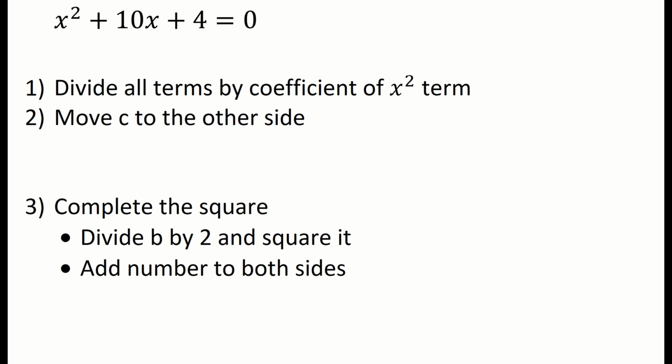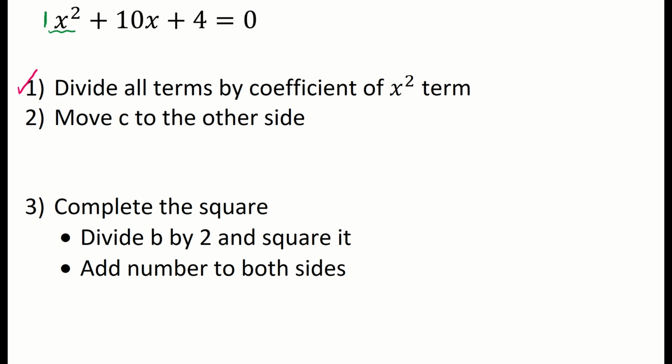And our first step is to divide all terms by the coefficient of the x squared term. If we look at our question, we can see that we don't have a number in front of the x squared, which means that there's an invisible 1 there. If we were to take every single term and divide it by the 1, it wouldn't change the question. So we can say that that first step is already done for us. We can skip it in this case.